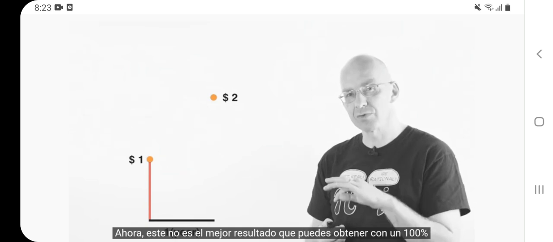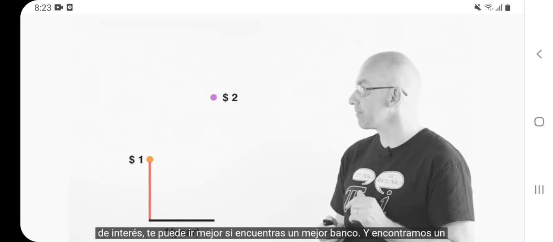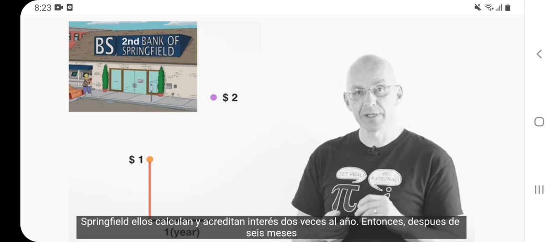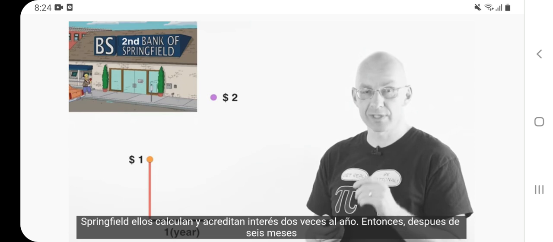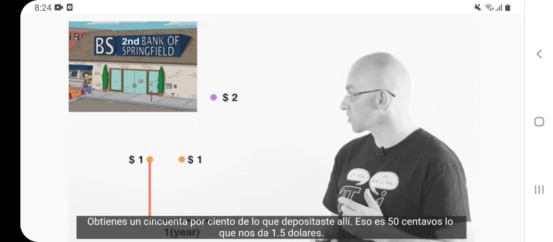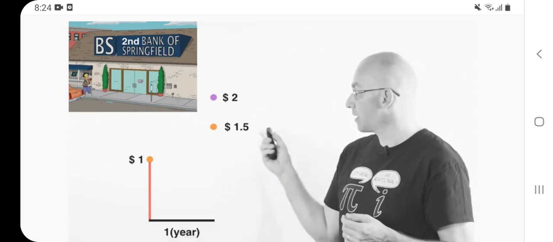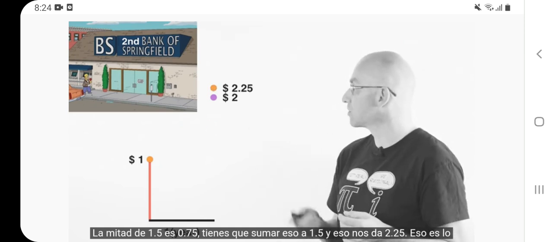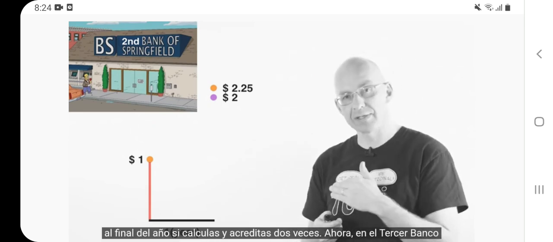Now, this is actually not the best you can do with 100% interest. You can do better if you find a better bank, and we found one: the Second Bank of Springfield. They calculate and credit interest twice a year. So after 6 months, you get 50% on what you've got, so it's 50 cents, and you have $1.50. Now, another 6 months pass. Half of that is 0.75, so you add that to 1.5, and it gives you 2.25. That's what you've got at the end of the year if you calculate and credit twice.